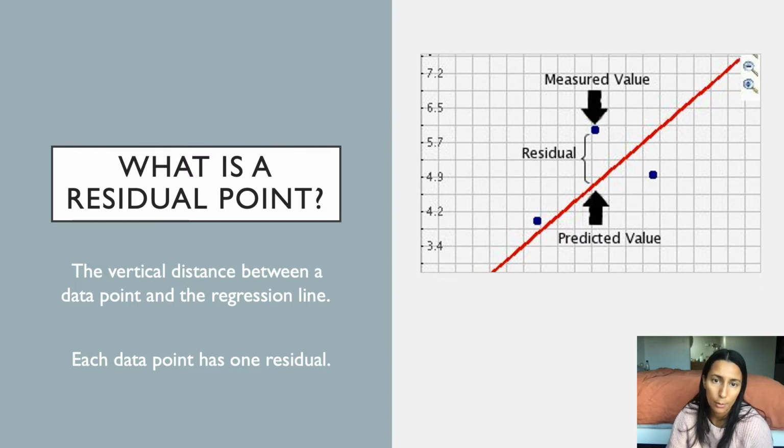So what is a residual point? Say these points here are from our data and we've put in a line of best fit. The residual point is this gap between the predicted value that we get from your line of best fit and your actual data point. It's this difference here that is your residual point. That's the value. So for each data point, if you have 12 data points in your data, you will have 12 residual points. So it's that vertical distance.